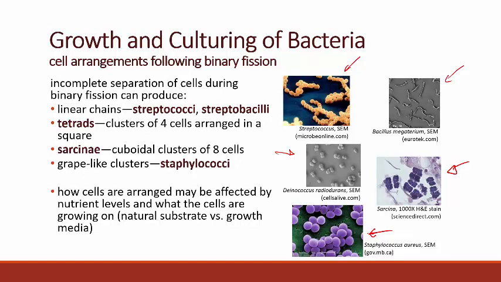And the arrangements of the cells can be really affected by the nutrient levels and the kind of medium that the cell is growing on. So whether they do this kind of incomplete separation can be a function of the nutrition that's being provided to the colony.